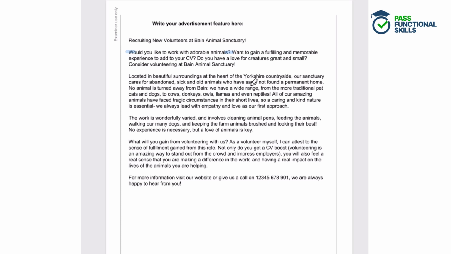We've also got capital letters for proper nouns. So for example, we've got Bain Animal Sanctuary. This is an organisation, so we need capital letters for that. We've also got capitalisation of Yorkshire because that is a place.